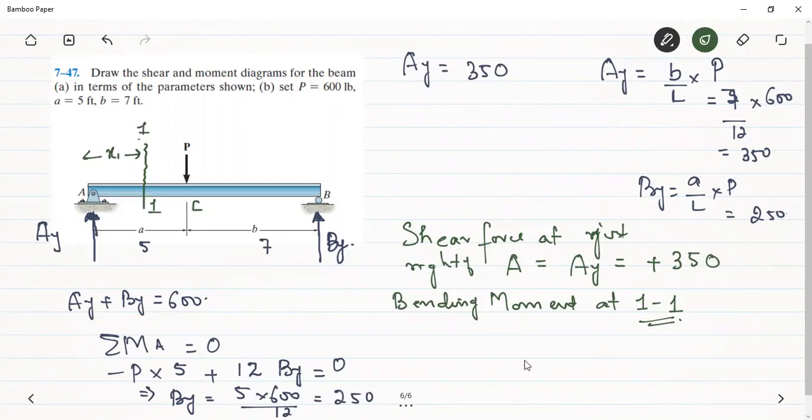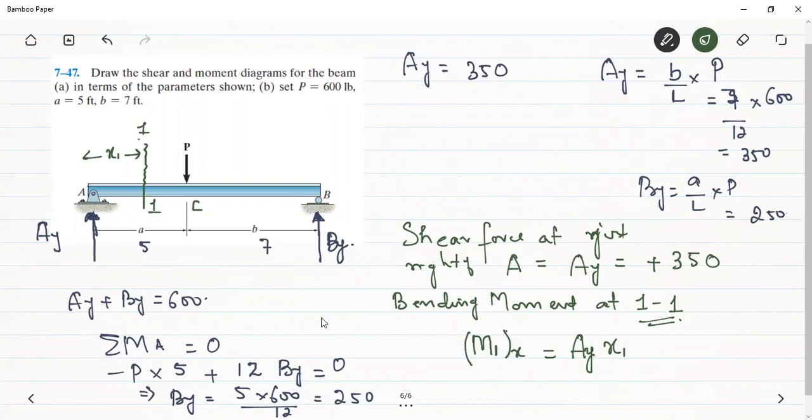Is this bending moment clockwise or anti-clockwise? It is clockwise about this section 1-1. And since it is from the left hand side of the section, clockwise means positive. We had seen the sign convention. Therefore, bending moment at section 1-1, M1, is a function of X. It will be equal to AY multiplied by X1.